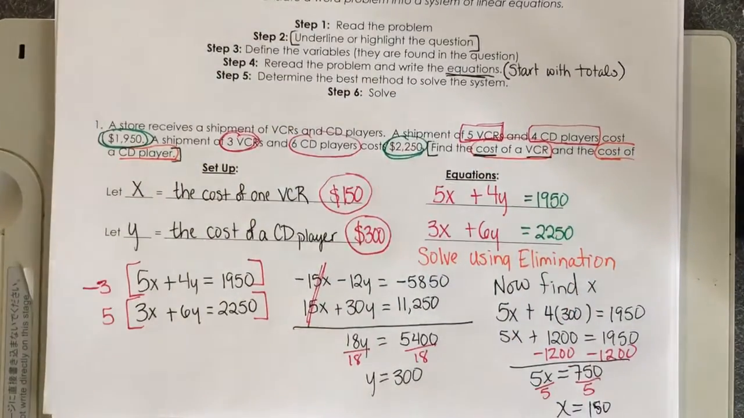So now we know the cost of a VCR and the cost of a CD player. You can also tell when this problem was written, probably back in the 70s or the 80s, because we don't even have VCRs, and I don't even think we have CD players anymore.